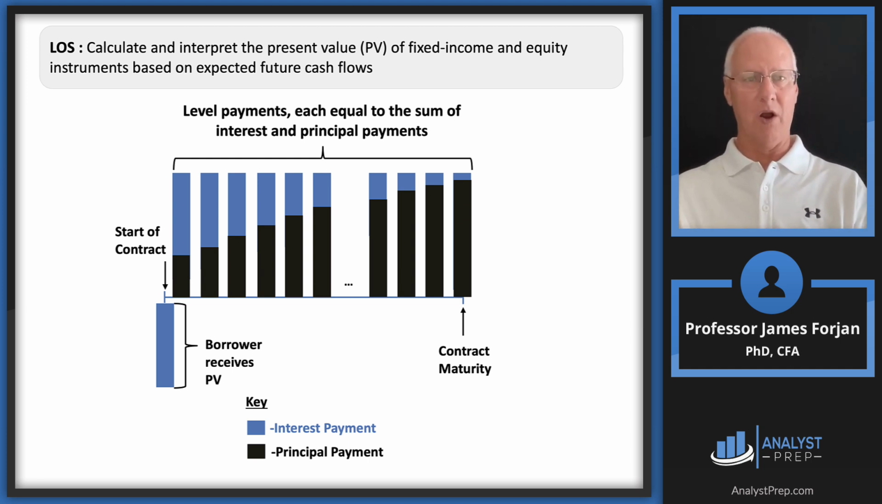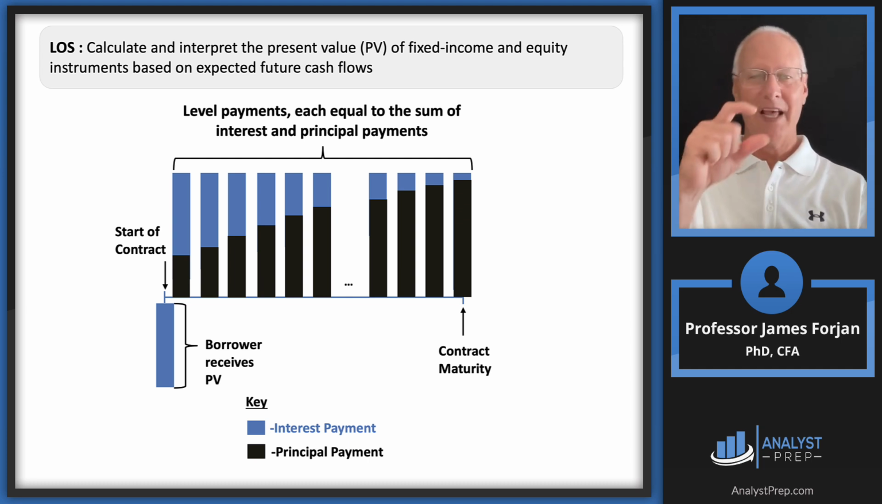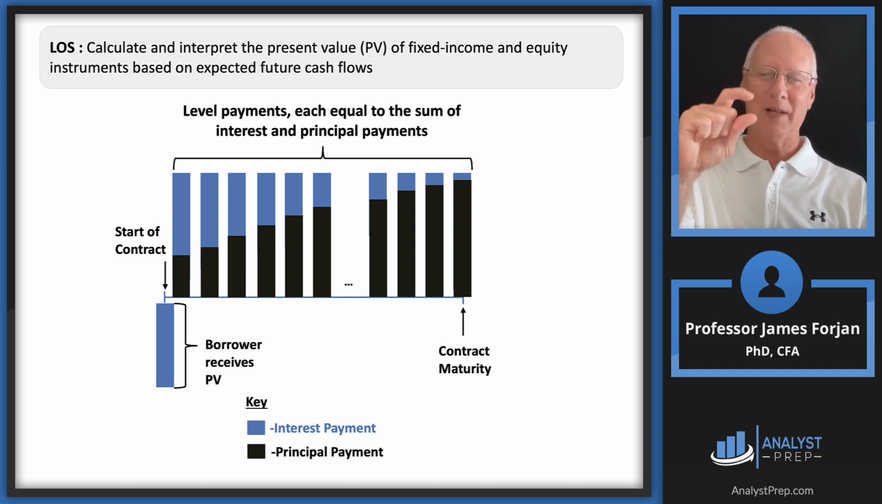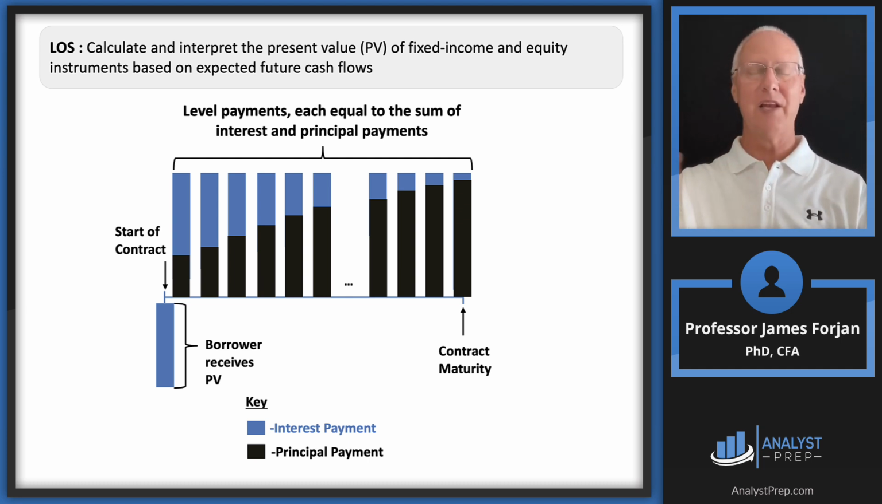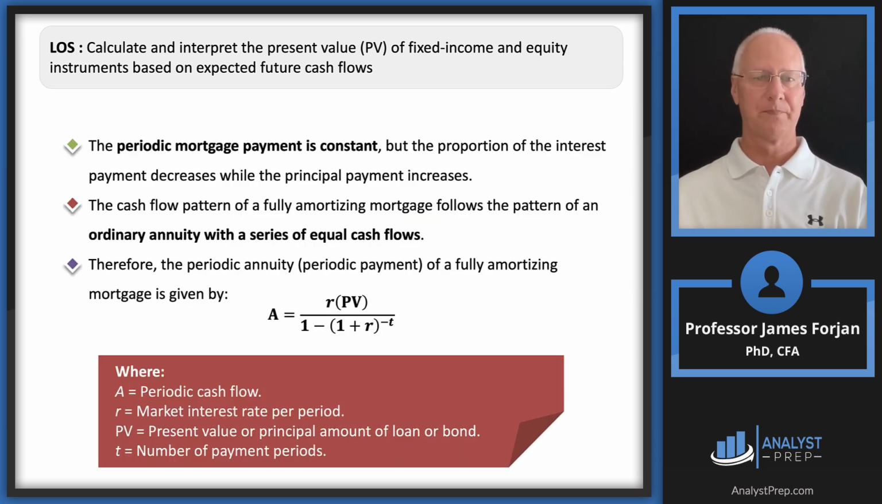What happens early on in the mortgage repayment process is most of the payment goes to interest. There's the blue. Every time you make a payment, your interest is a little bit less, a little bit less, a little bit less. All the way to the end, you're paying just a little bit of interest because you don't owe nearly as much. And that should make perfect sense.